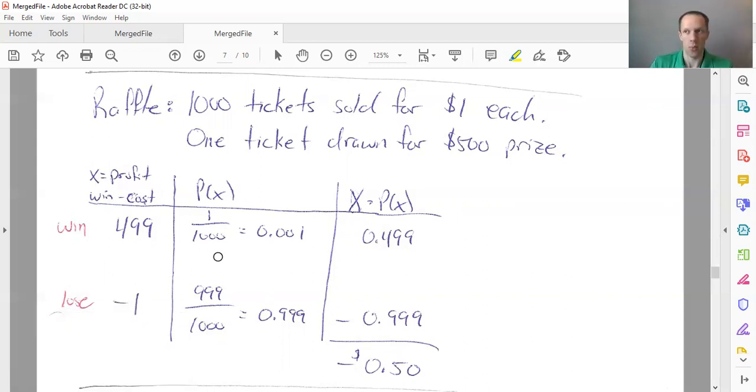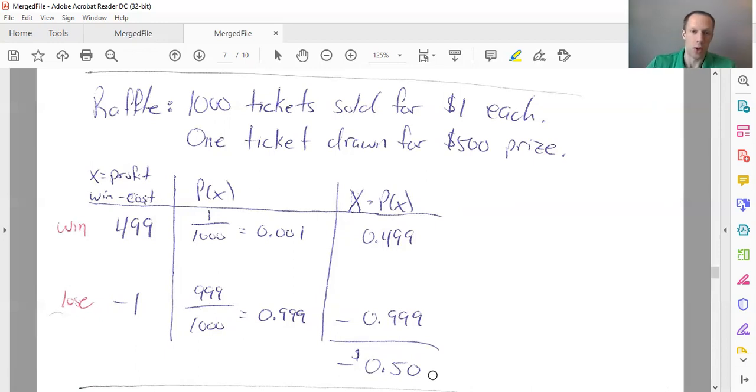Now there's 1,000 tickets, one of them gets drawn to be a winner, so 1 out of 1,000 is your probability of winning, or 0.001 in decimal form. That means the other 999 tickets are losers. So 999 out of 1,000 will be losers, or 0.999 in decimal form. Now the expected value would just be the mean of this distribution, so just multiply the 499 times the 0.001, get 0.499. Take the -1 times 0.999, get -0.999. Add these up, you get -50 cents.